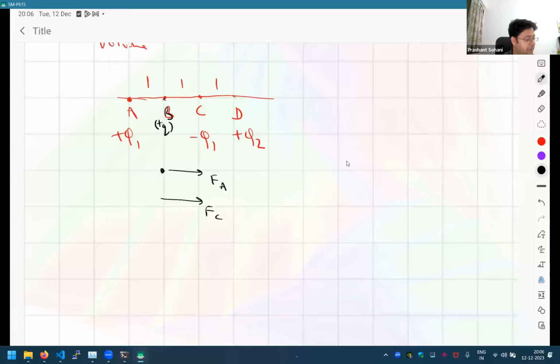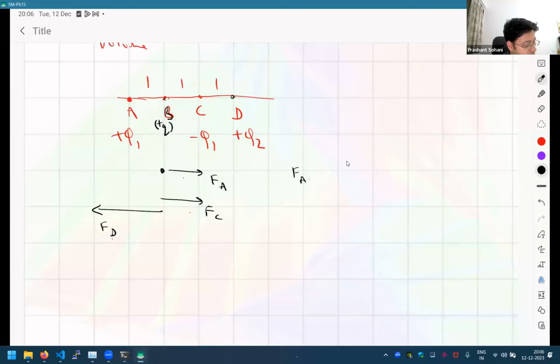So FC. And in fact, by symmetry, FA and FC will be the same in magnitude because the distance from B is the same. The charges are the same. Everything is the same. And finally, D will repel, so D will repel the object to the left. So the expectation is that the sum total of FA, FC, FD has to be equal to 0, right? So now we just have to write the equations.